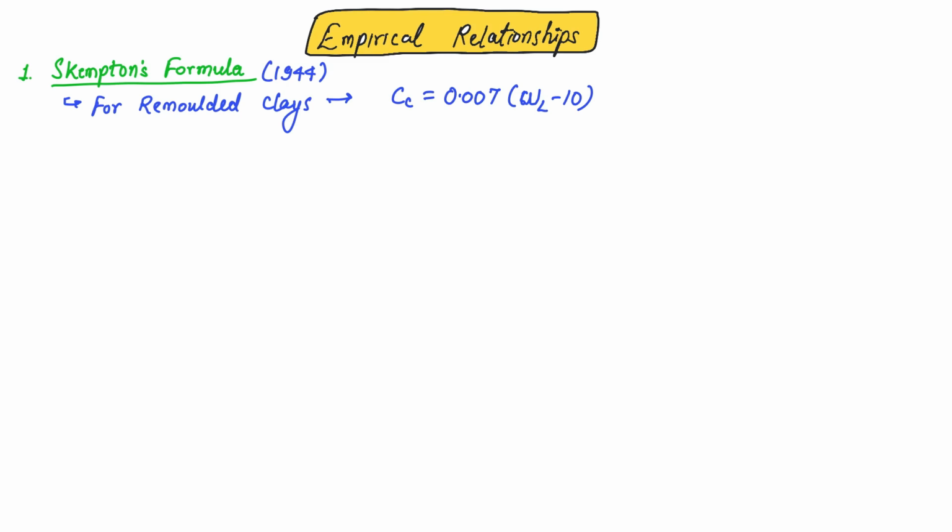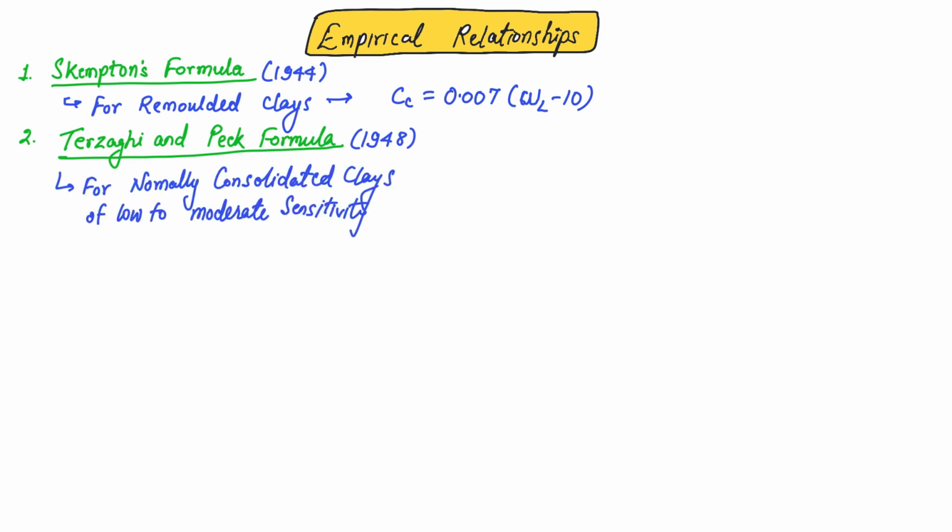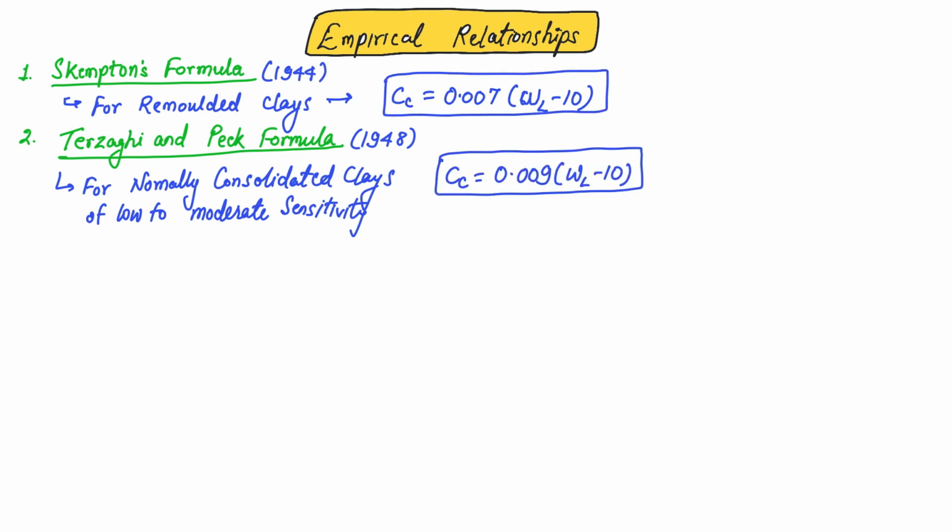Another formula after this was given by Terzaghi and Peck on the basis of the work of Skempton and others. They gave the formula in 1948 and related the value of Cc for normally consolidated clays of low to moderate sensitivity as Cc equals 0.009 into liquid limit minus 10.